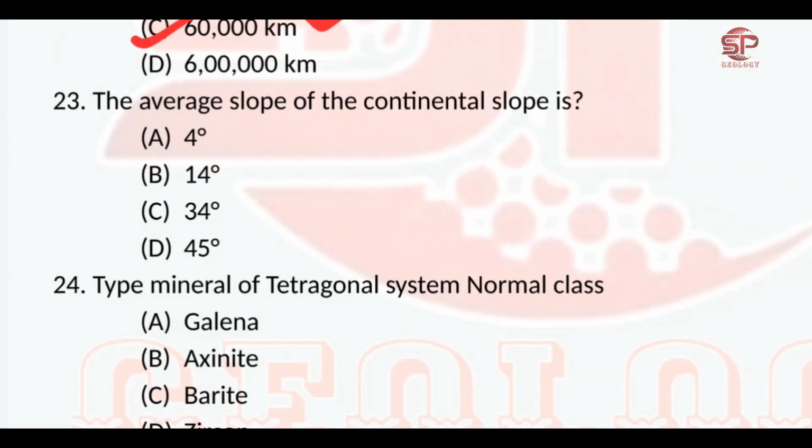Then comes the average slope of the continental slope. Continental slope is greater than the shelf. Shelf has a slope less than 1 degree. The continental slope is from 4 degrees to 5-6 degrees, somewhere between 4 degrees and 7-8 degrees. So the average slope will be 4 degrees.